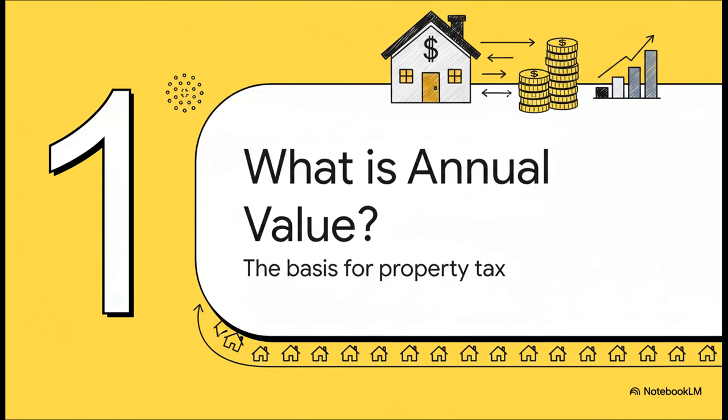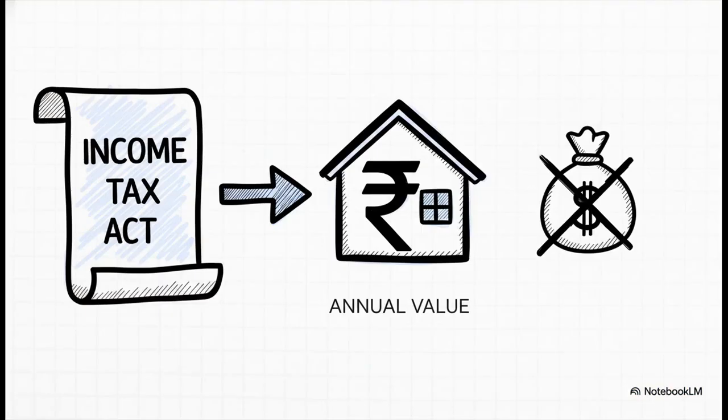The key to that question, and really the whole topic today, is this thing called annual value. You can think of it as the bedrock, the absolute foundation for how income from house property gets taxed. So, where does this all come from? Well, you've got to look at Section 20 of the Act. This section makes it very clear that the tax isn't just on the rent you pocket, but on the annual value of the property you own.